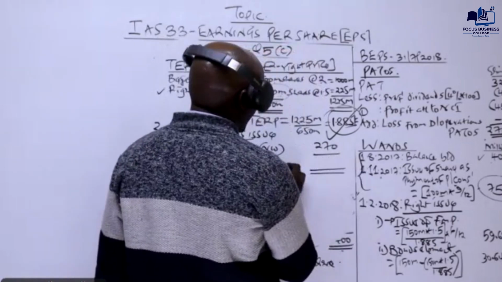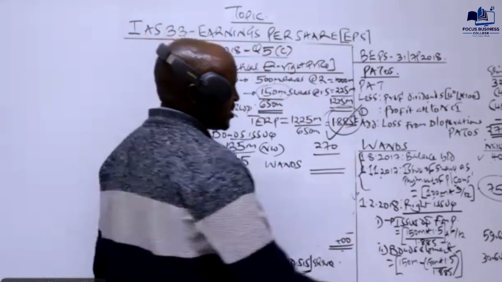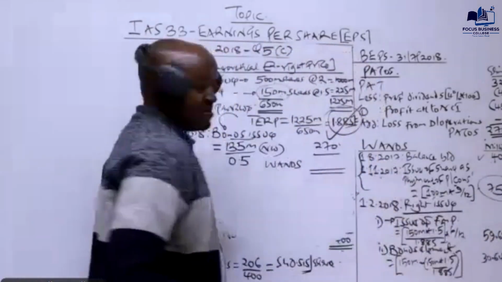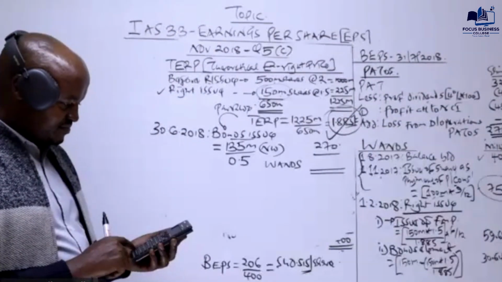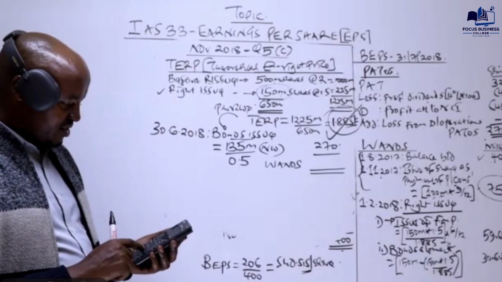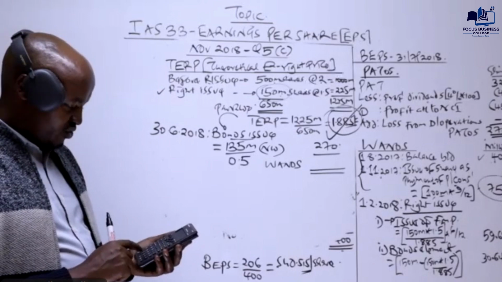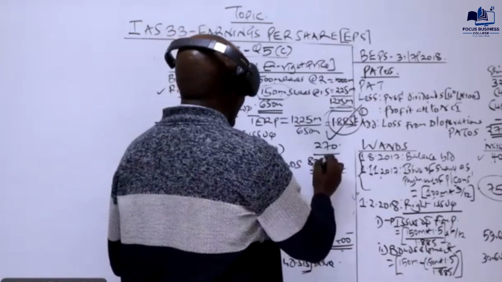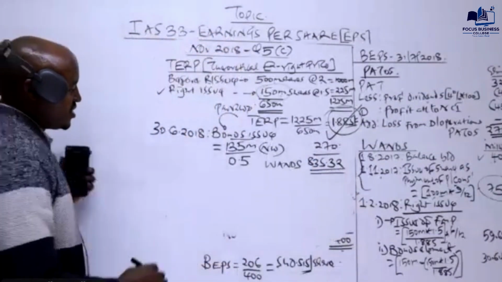So what we need to do now is compute the weighted average number of ordinary shares. To compute that, we add all this: 400 plus this, plus this, plus this, plus that. So what do we get here? We have 400 plus 75 plus 59.68 plus 30.64 plus 270. Now I'm getting 835.32. I hope that is what you're getting.